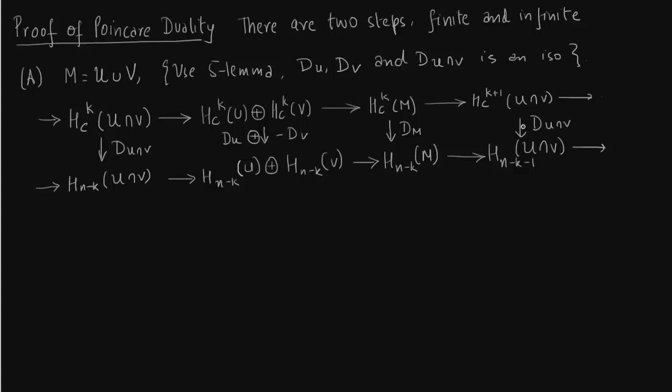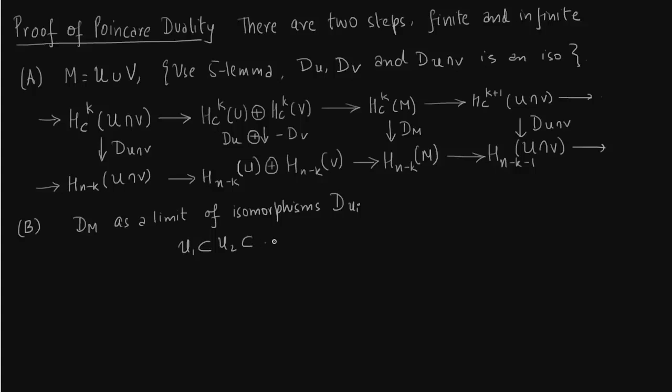Part B is slightly more involved, and the idea is this. We have to take this map dM as a limit of isomorphisms. So it is a limit of some isomorphisms dUi. You can now see that dUi will be from H^k_c(Ui) to H_{n-k}(Ui), just like dU, instead of dU above, make it dUi.